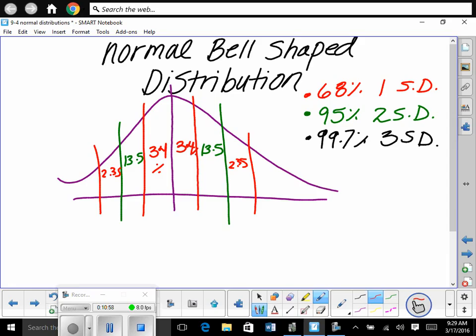Okay, and then that leaves me with the leftovers of 100 minus 99.7. That's 0.3 divided by 2. I just like to put it in. So that's 0.15 and 0.15. So then I'm going to make sure I say, okay, that was 1 standard deviation from here to here, 2, 3, and then after 3. 1, 2, 3, and then after 3. Is everybody comfortable with that?